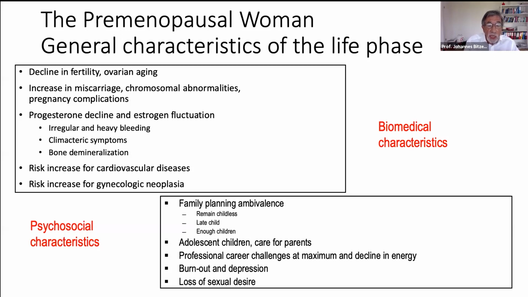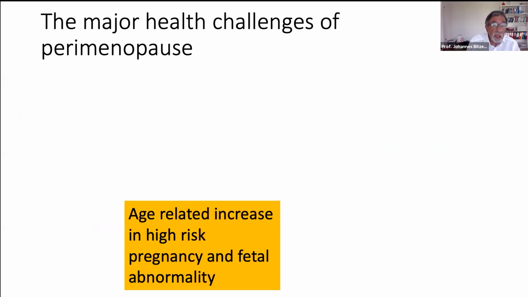On the psychosocial side, these women frequently are in an ambivalence regarding family planning. Should they remain childless? Should they have a late child? Do they have enough children? Their psychosocial situation is frequently characterized by this sort of sandwich situation. There are the adolescent children, there is the care for parents, there are the professional career challenges at a maximum frequently in this phase of life, and at the same time maybe a decline in energy, burnout and depression, and loss of sexual desire.